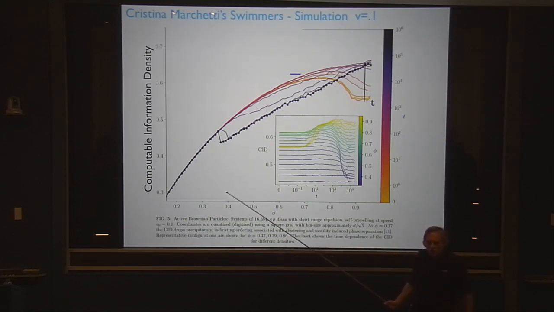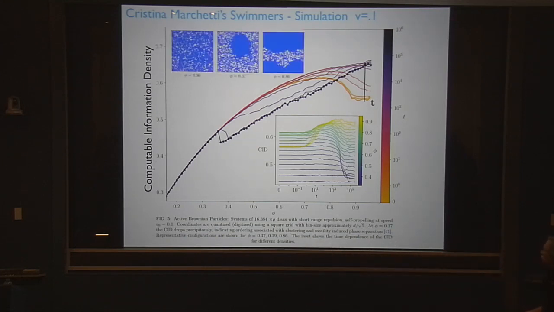Yes? Sorry, what is phi? This is the volume fraction, sorry, the density. So this is how much of space is filled with the spheres. Or in this case, this is 2D, I think. So it's the area fraction covered by the particles, okay? So here, we're just increasing the density. So here you can see that there's a first-order phase transition.